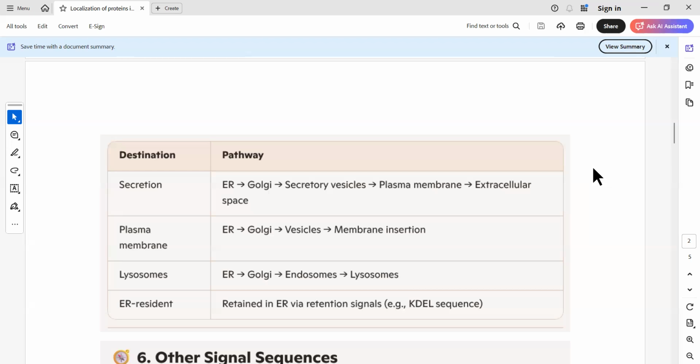If its fate is to get inserted within the plasma membrane, then from the ER it will go to the Golgi apparatus. From there, it will go to vesicles and get inserted in the plasma membrane. It could be destined for lysosomes as well. So it will go to the Golgi apparatus, and from there, through endosomes, to the lysosome. Or it may be retained in the ER.